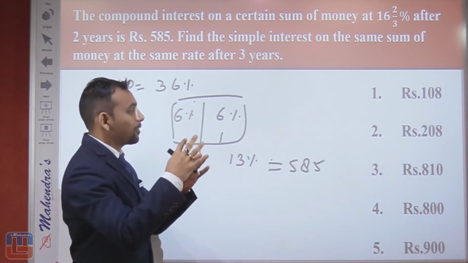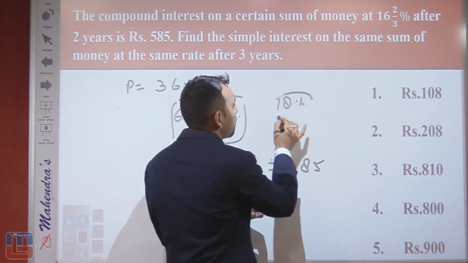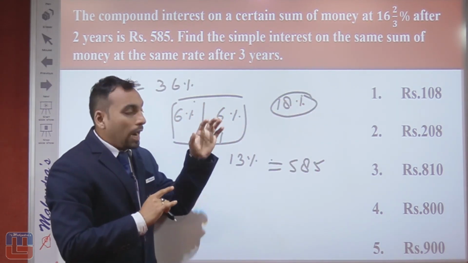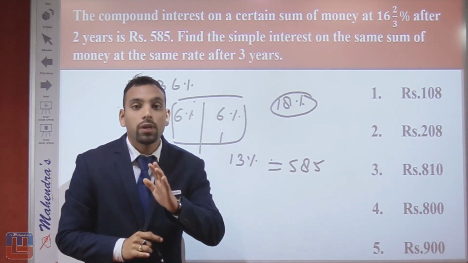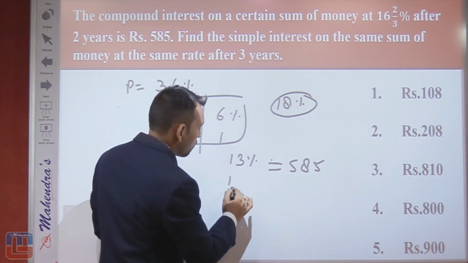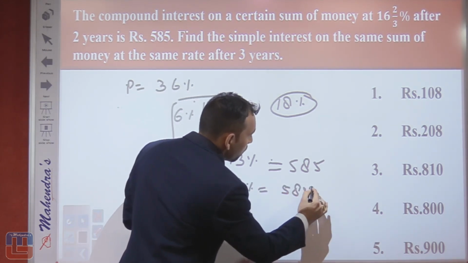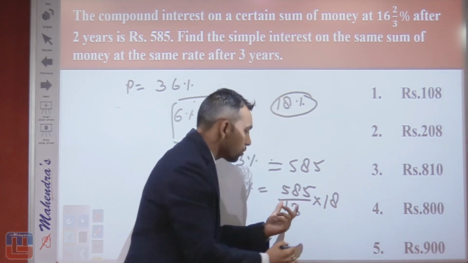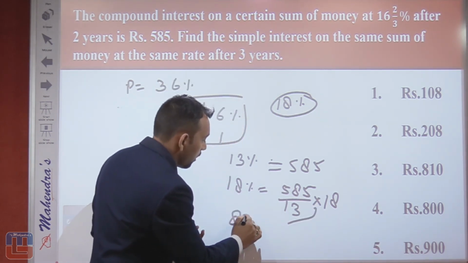So 6% plus 6%, basically we have to find the value of 18%, because 6% for the SI first year, and for the second year and third year it will remain the same. So we have to find the value of 18%. How will we calculate now? See, 18% will be equal to 585 upon 13 multiplied by 18, and if you solve this you will directly get the answer, that is 8110.